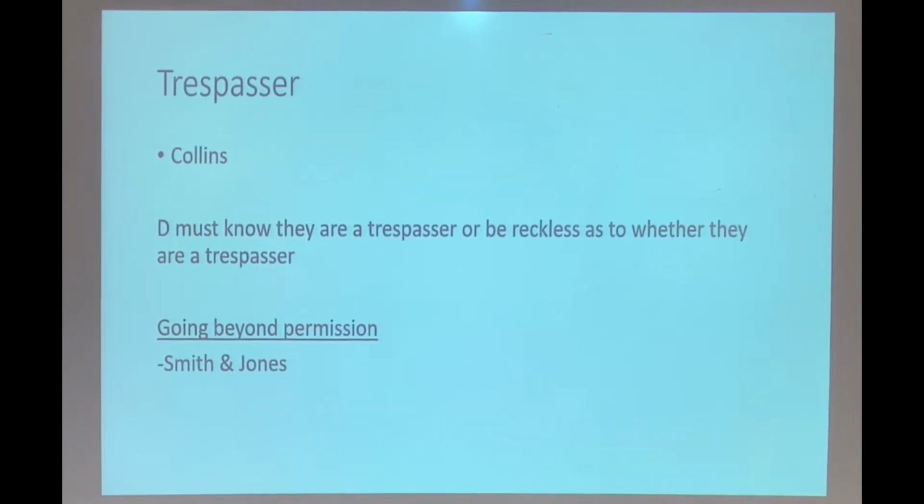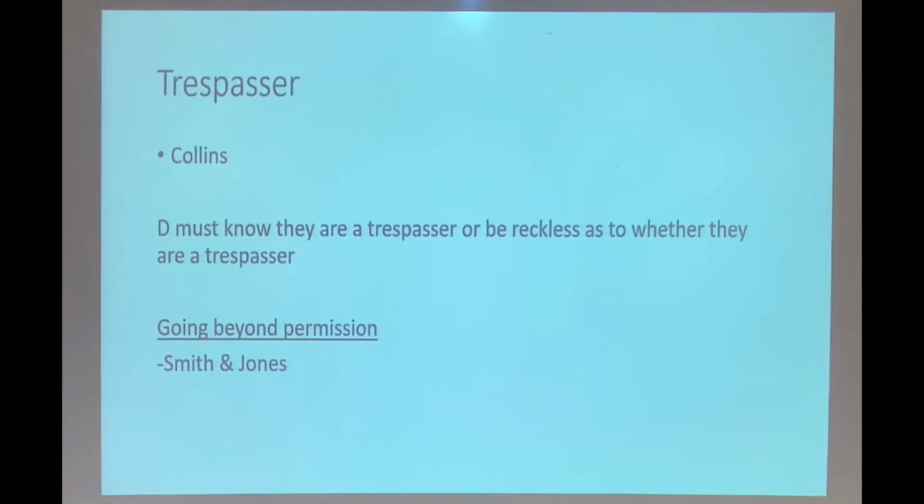You can become a trespasser, so you can go beyond permission. So for instance, in Smith & Jones or Jones & Smith, you quite often see it as, he was in his dad's house. He is allowed in his dad's house. That certainly he wasn't trespassing, but when he decided to take the TVs and sell them, he went beyond the permission that was granted to him and became a trespasser. So you can become a trespasser.